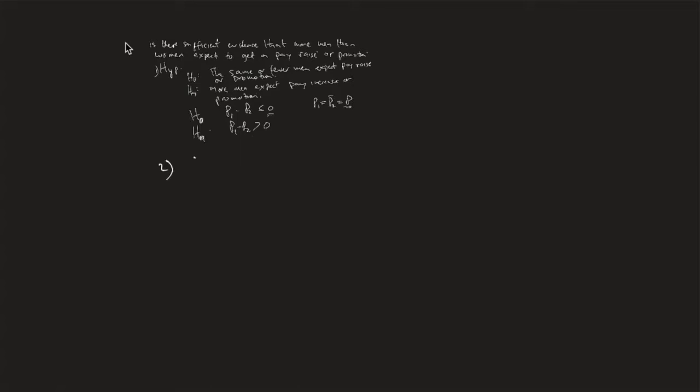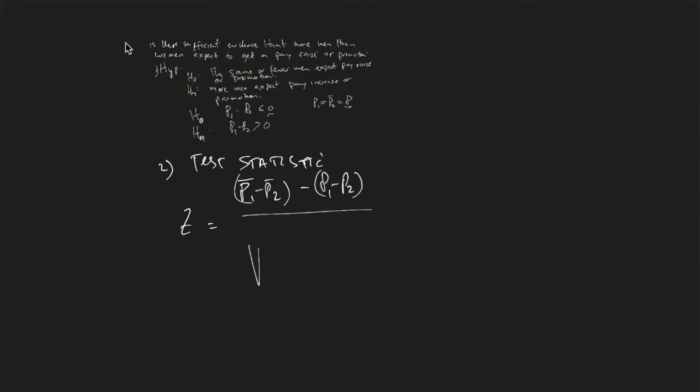So, step 2, the test statistic. We would have Z equal to p bar 1 minus p bar 2 minus 0 in this case, because p1 minus p2 will be 0 from the null hypothesis, but that's okay. Then we divide by the square root of p bar times (1 minus p bar) over n1 plus p bar times (1 minus p bar) over n2.